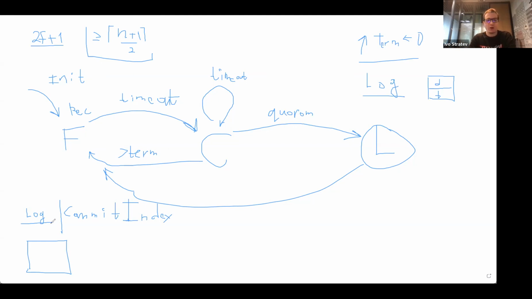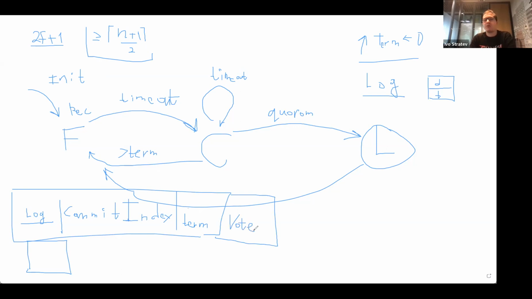So we have to persist the walk. We need to also persist the commit index. And of course, we need to persist the term that we believe we are. And one other thing that we need to persist is our voting decision. The vote can either be for one of the nodes, or it can be some form of no, where we haven't voted for anyone.